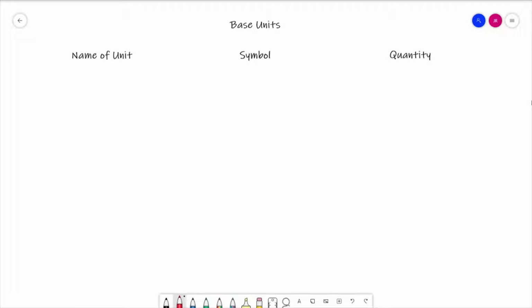Firstly then I will give you the symbol of all 7 of them. We have s, we have m, we have kg, we have capital A, we have capital K, we have mol, and we have cd. Now at this point you may or may not recognise some or potentially all of those. Again, what I suggest you do is just pause the video and see if you can work out what the names of all of these are and see if you can remember from GCSE what their quantity is, in other words what they measure.